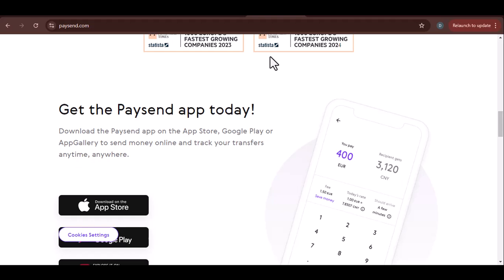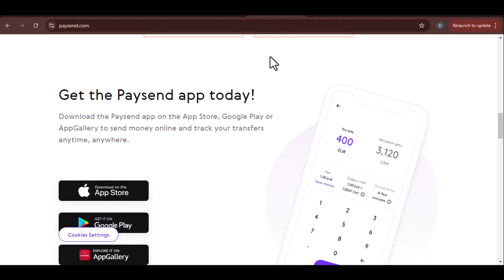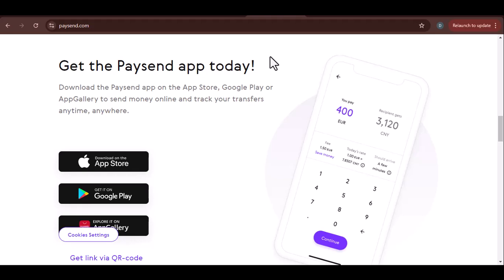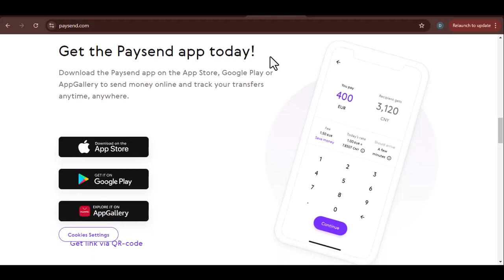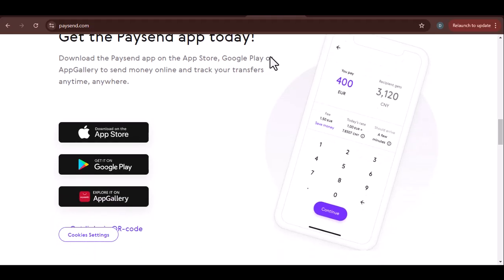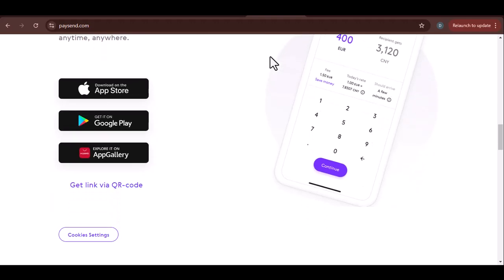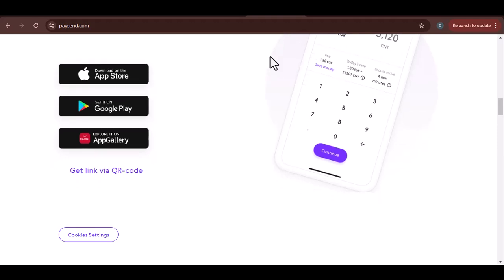Consider alternative payment methods. Explain how using different payment methods might affect the limit and recommend options if necessary. Real-world examples. Share personal stories or anecdotes about people who have successfully sent large amounts on Paysend. Use testimonials or reviews to reinforce the information.